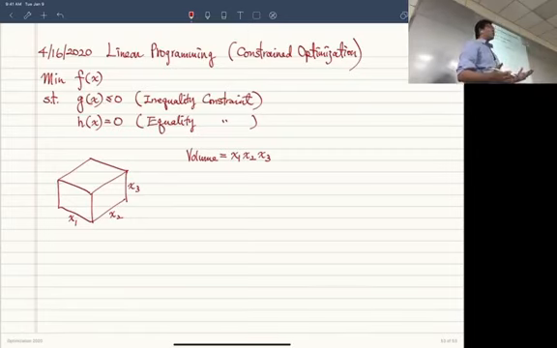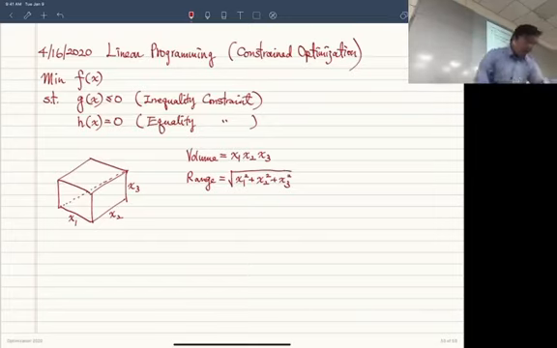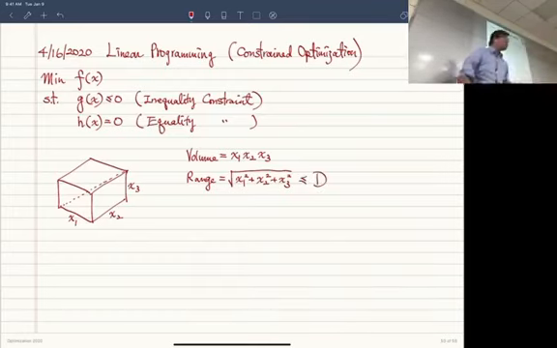So what is the widest range? Basically the diagonal, right? So let's say I have a diagonal range. That range equals the square root of x1 squared plus x2 squared plus x3 squared, right? And we wish this should be smaller than some number. So let's say there is some value d. We wish that my design has to be within this range. Okay. So what could we do next?